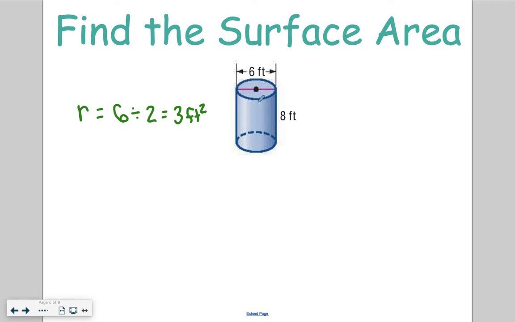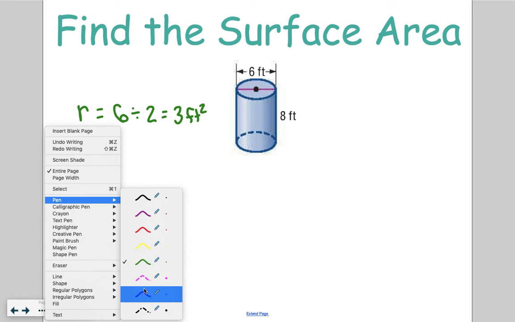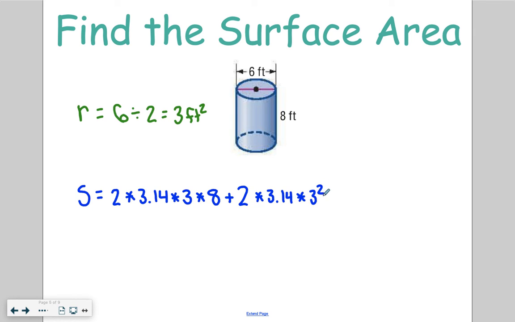So if they give you the diameter, you have to take this bonus step of starting by finding what the radius actually should be. Then we're going to go ahead and say, all right, so my surface area is equal to 2 times 3.14 times my radius of 3 times the height, the distance between the circles, of 8. And then again, we're including top and bottom on this one, so we're going to have a 2 times 3.14 times my radius, which was 3 squared.